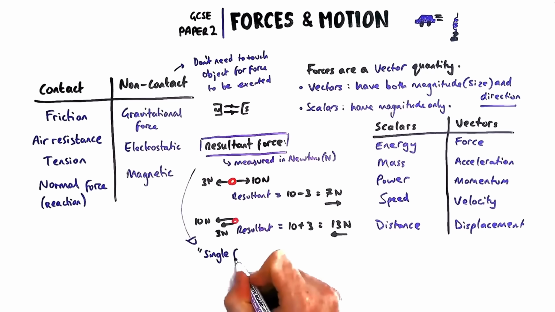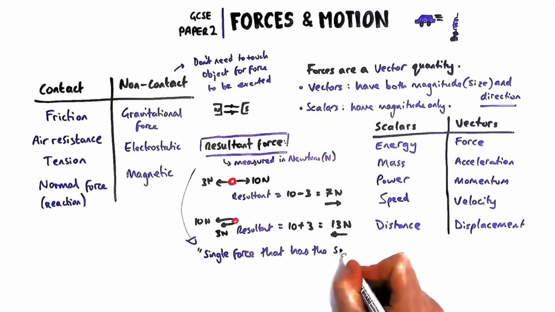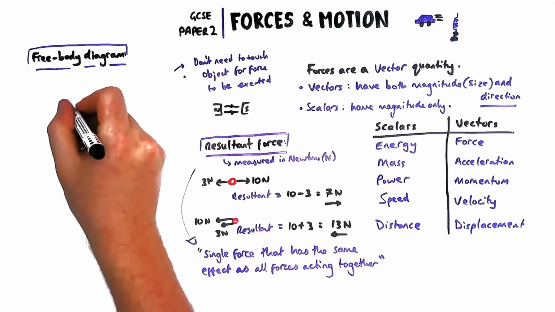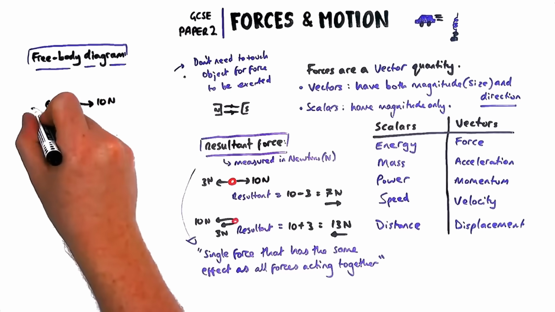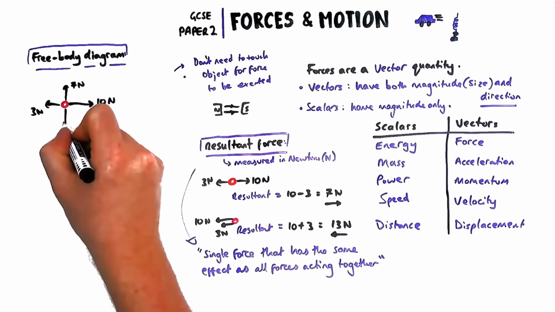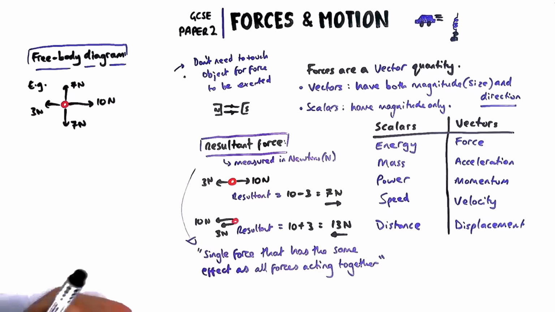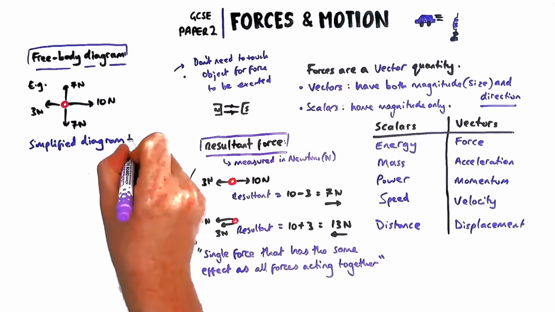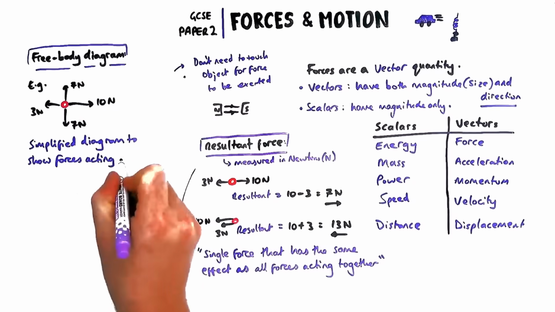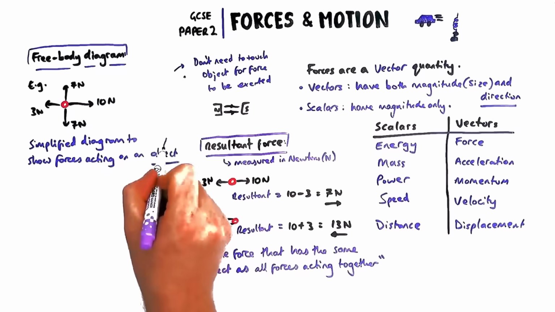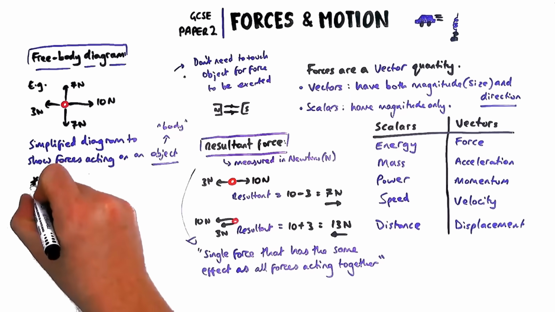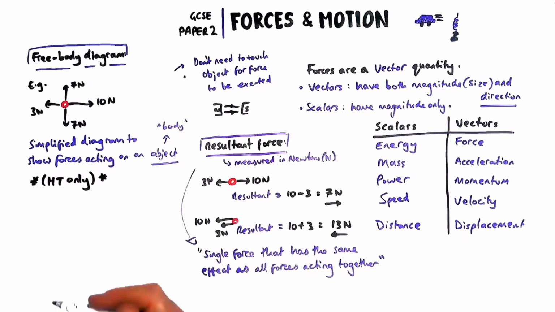To define resultant force in words, we would say a single force that has the same effect as all the forces acting together on an object. We can also use free body diagrams to determine resultant forces. So in this example here, I've got 7 newtons up and 7 newtons down, 3 newtons left, 10 newtons right. Now the idea behind a free body diagram is it just simplifies the forces acting on an object. So this object here could be a plane, it could be a car, or whatever. I've just represented it as a simple circle. It's a free body diagram because body is the fancy physics word for an object.